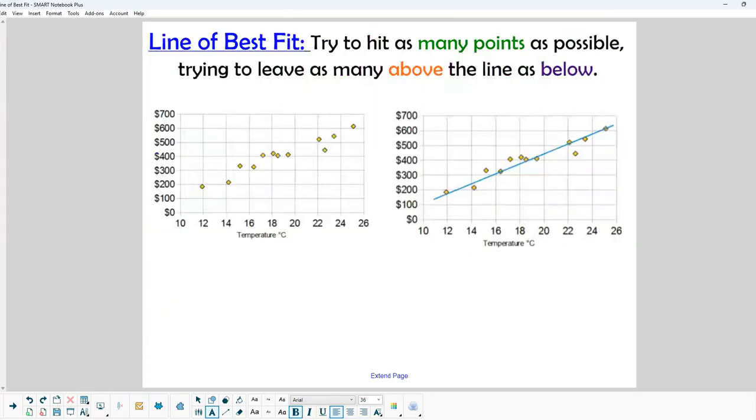So here's what we do. First of all, remember a line of best fit looks something like this. This one has a pretty good linear correlation. And so a line of best fit looks like this. A line is drawn through the data and it approximately cuts the data in half, above and below.